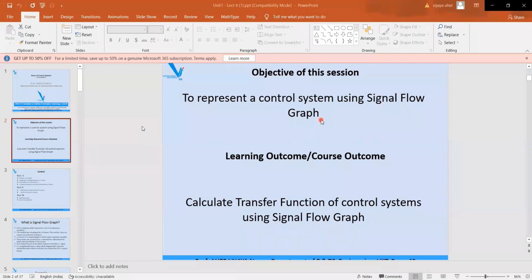How you are going to represent your control system by using block diagram. But this signal flow graph is again one more method to represent your control system in terms of simultaneous equations. Okay. And what is the learning outcome? That is the course outcome that you have to remember, and accordingly you are going to learn this. So the learning outcome is to calculate the transfer function of a control system using signal flow graph.